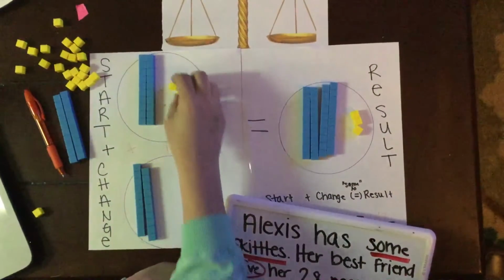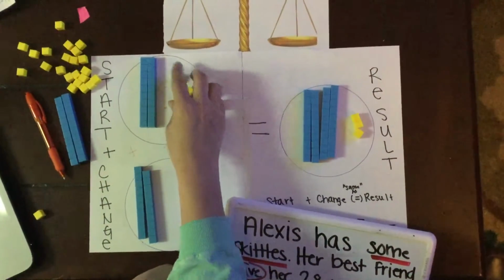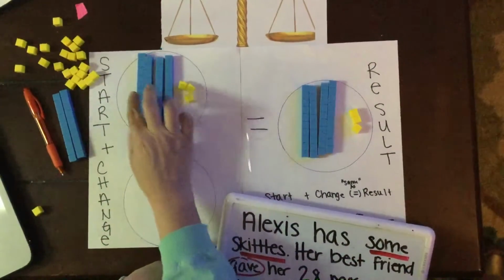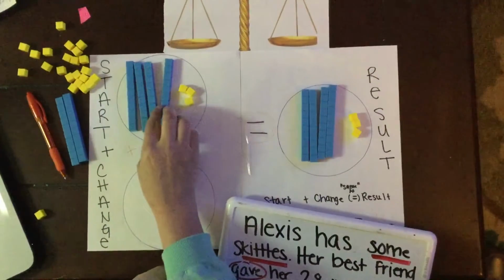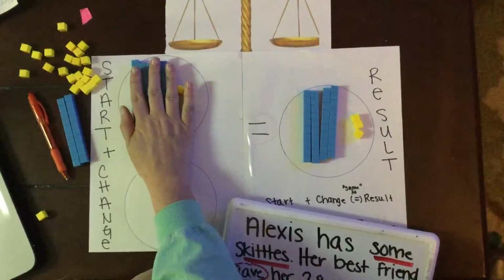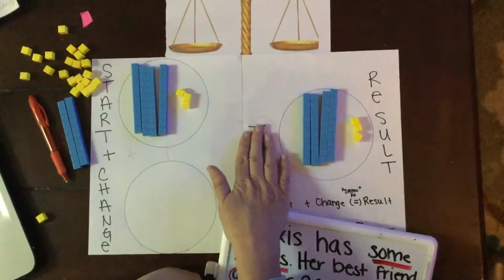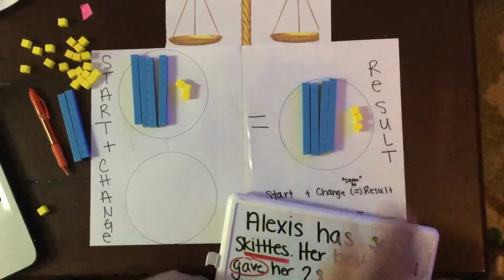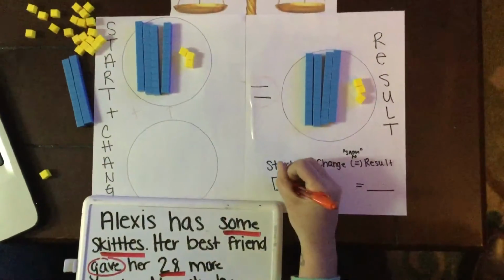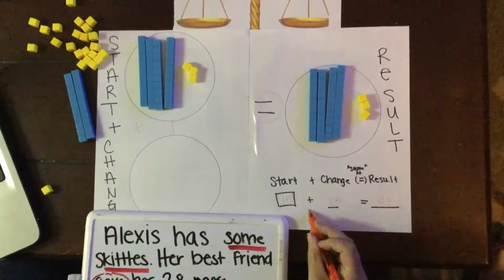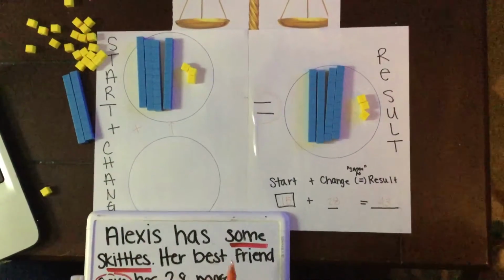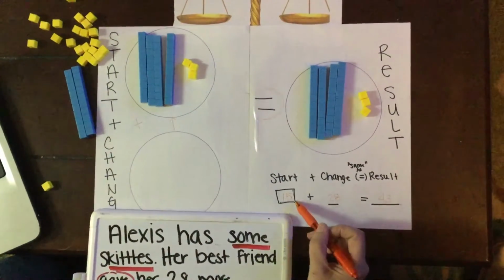Now we can bring up our units. So we have 3 units. We can bring up our longs, 1, 2. So we have 1, 2, 3, 4 longs, 3 units, which represents 43. 43 is the same as our result of 43. So therefore, we have confirmed that 15 plus 28 equals 43. Alexis started out with 15 Skittles.